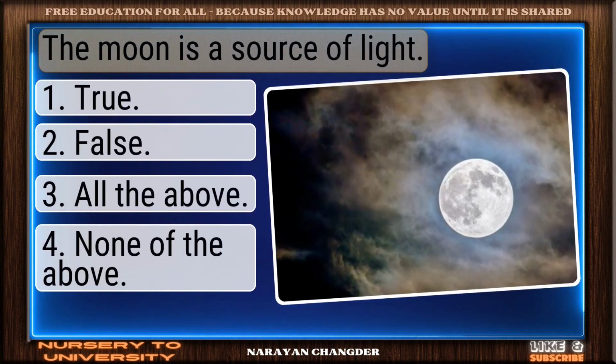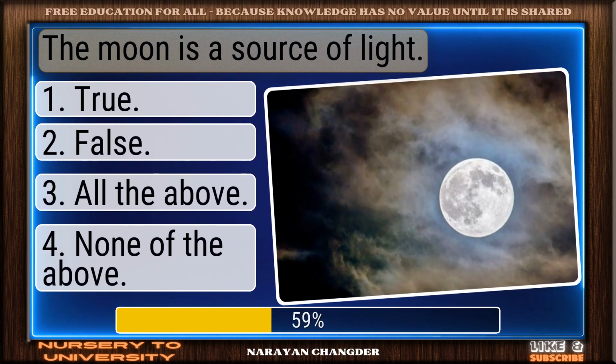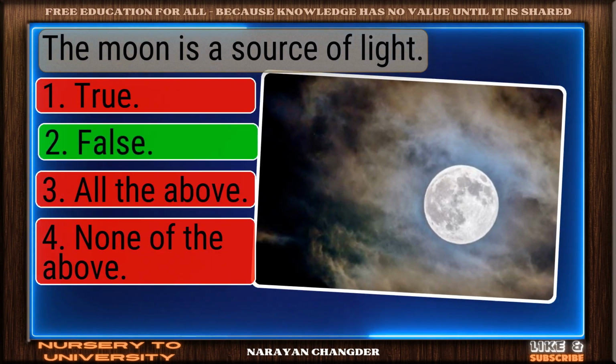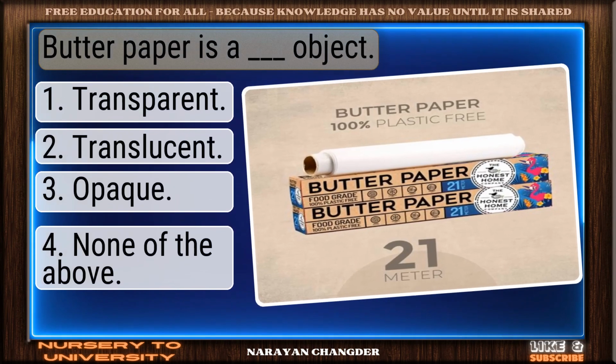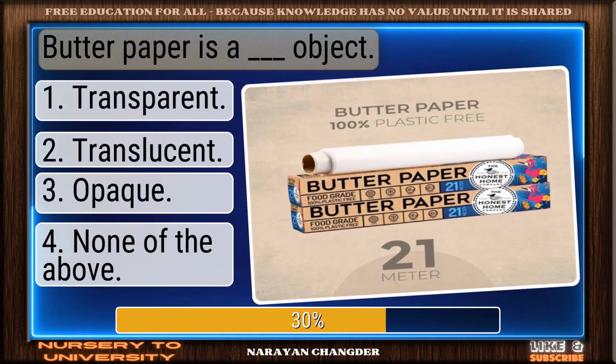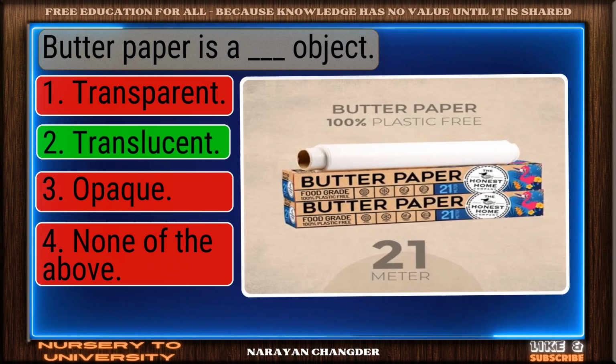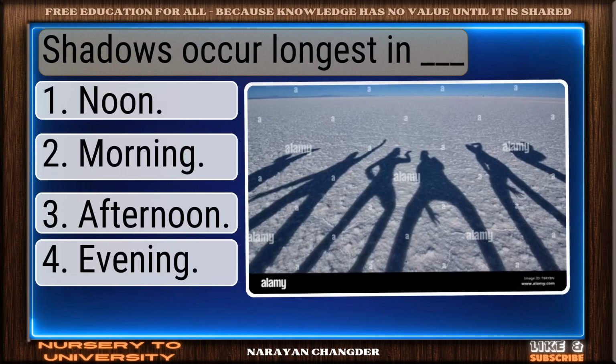The moon is a source of light. Great thinking. False is the right choice. Butter paper is a dash object. Smart pick. Translucent is the correct choice.